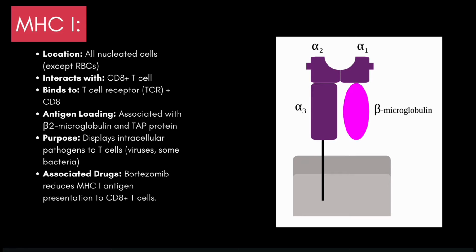The main associated drug to know for MHC1 is bortezomib. Don't really know how to pronounce it, but this reduces MHC1 antigen presentation to CD8 plus T cells, but just make sure you know that drug since it's very high yield. Moving on.